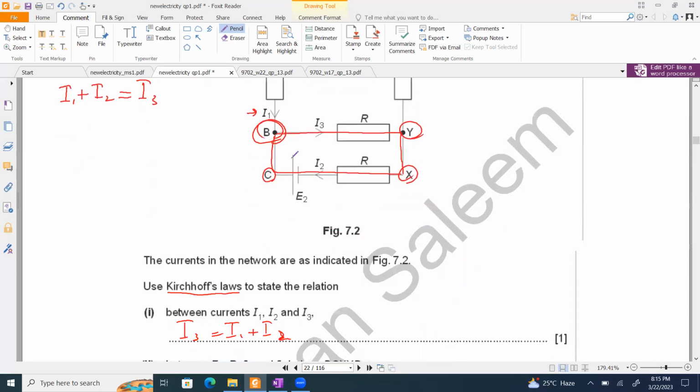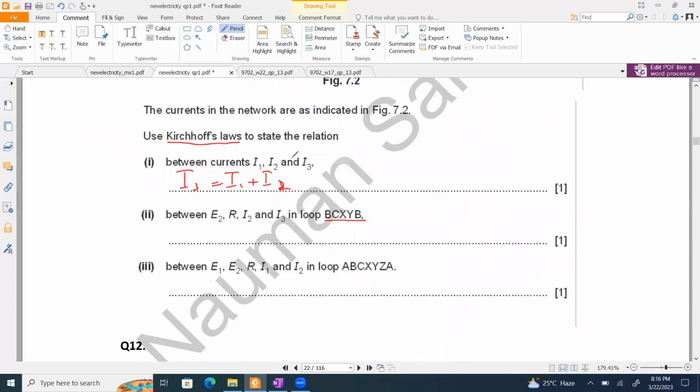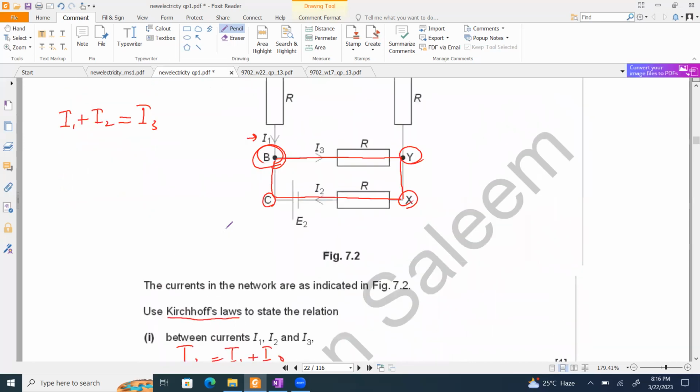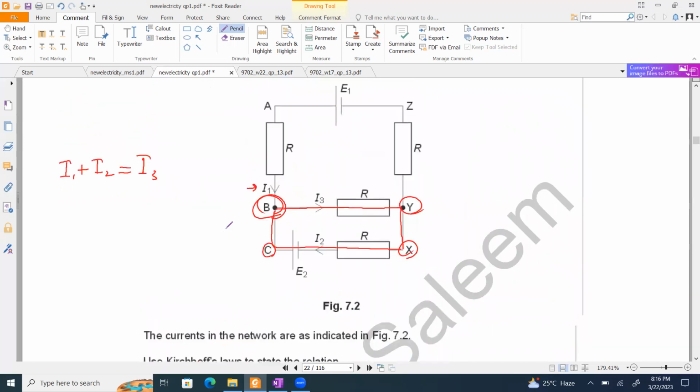Okay, so the law says the sum of the EMFs in the closed loop, like E2 only, equals the sum of the potential differences in that loop. Potential difference is definitely across the components like R and R, so potential difference equals IR. This is R, and how much current is passing through this R? I3.